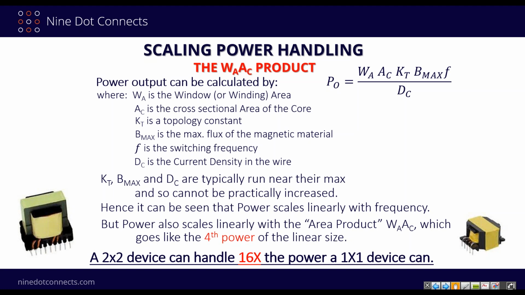So don't always go for the smallest device you can. There are other benefits beyond that, such as resistance and things going down and Bmax going down. But just understand that a slightly larger device can have a radical influence on decreasing that.